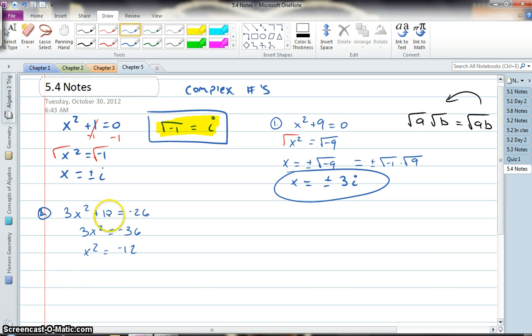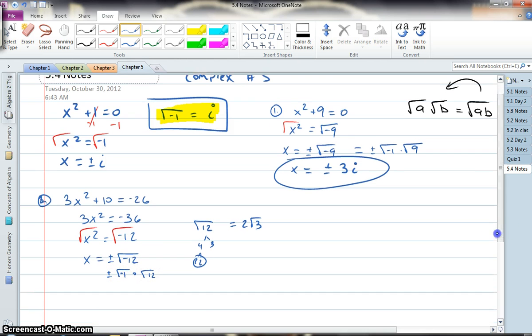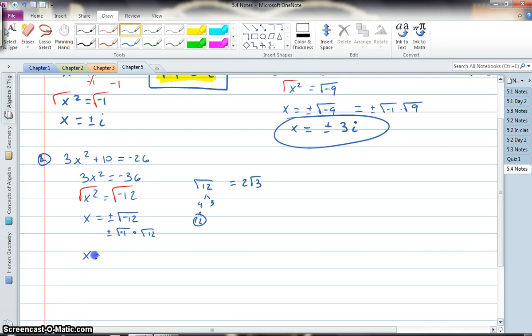Square root both sides. Whenever we square root both sides, don't forget your plus or minus. So x equals plus or minus the square root of negative 12. And I forgot to write my negative in there. Negative 12. Now, we need to break down the square root of 12 to get 4 and 3, 2 and 2. So the square root of 12 is 2 root 3. And remember, we have the square root of negative 1 times the square root of 12. All right, which leaves me with x equals plus or minus 2i times the square root of 3.